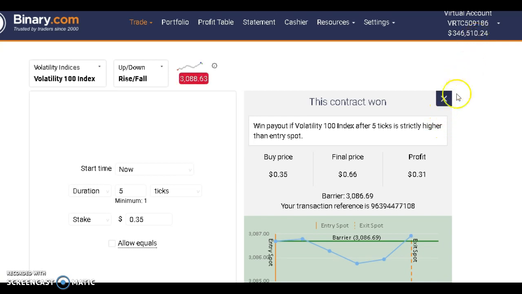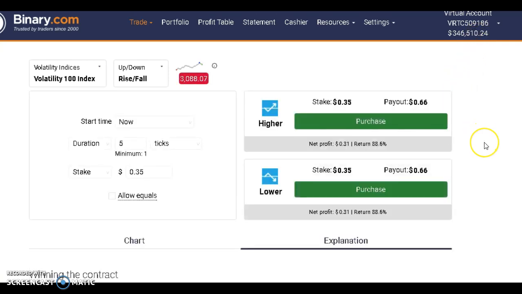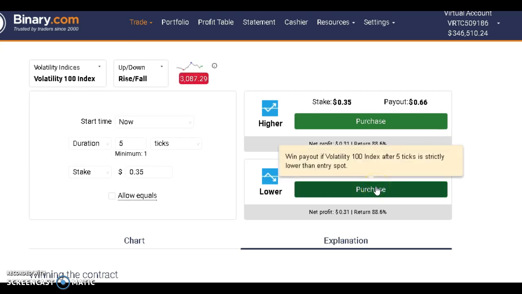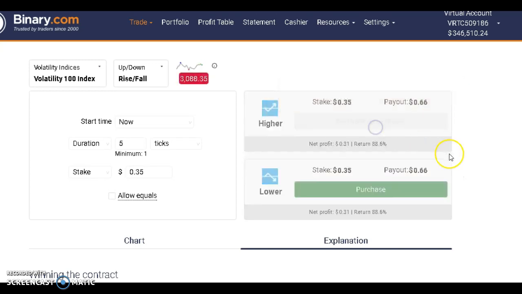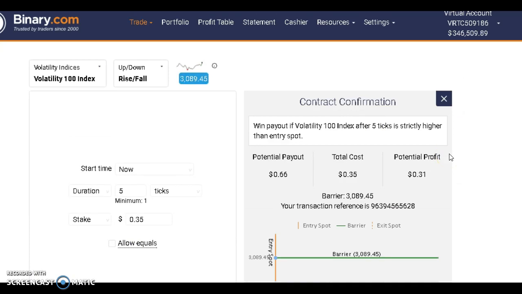The balance is now 10.24. So let me see if I can get some. That's how I normally play around it. Definitely I make my dollar.